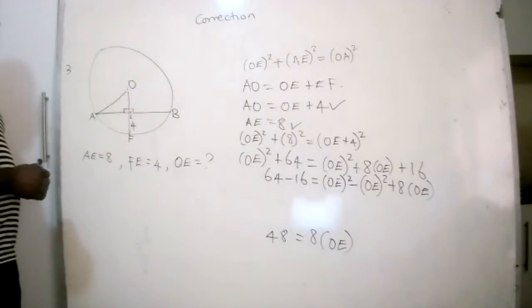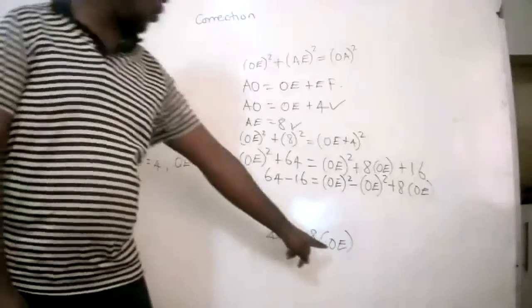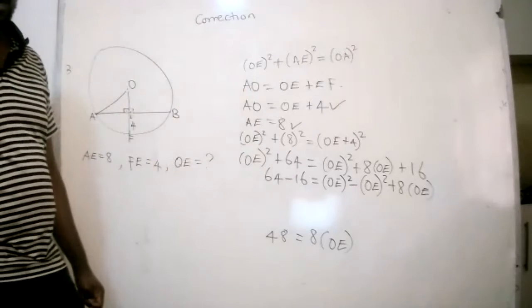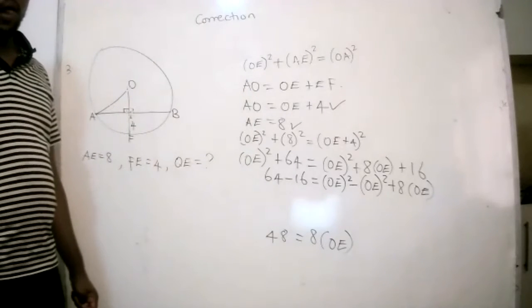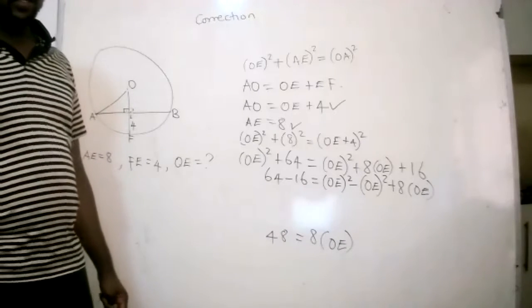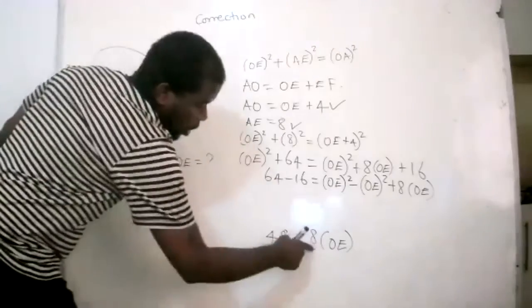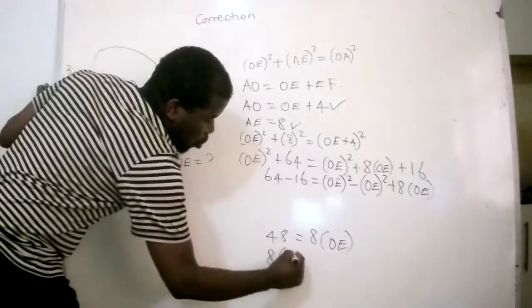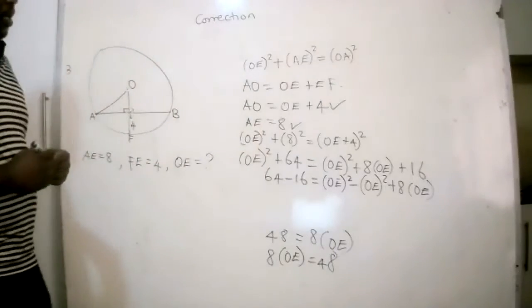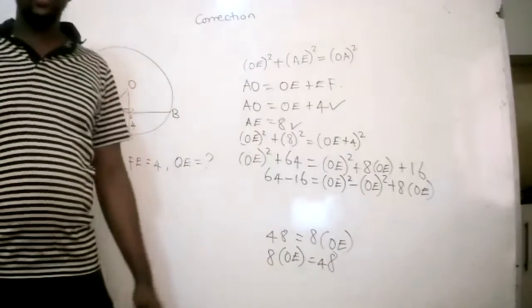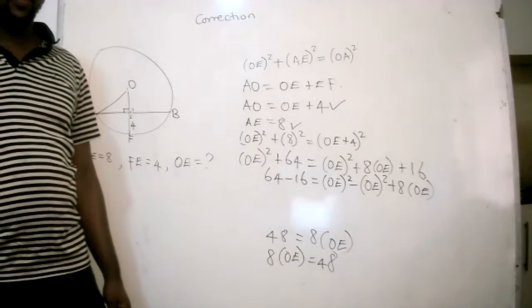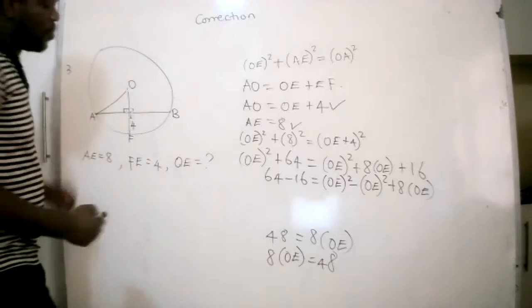Yes. In order to make OE the subject of the formula, what do we do? We take OE to the other side. Which one do we take to the other side? OE. Yes. We can write it as 8 into OE equal to 48. We are allowed to write that. And the next step after doing that, what do we do from there? We divide both sides by 8.